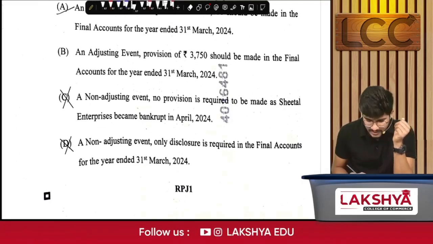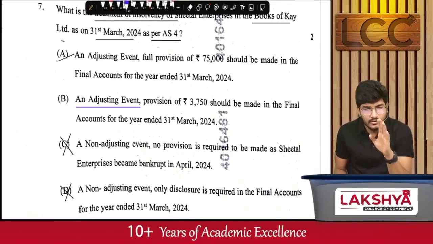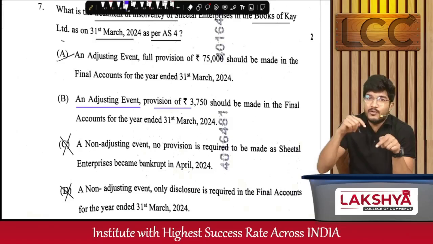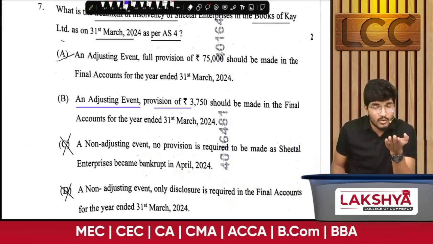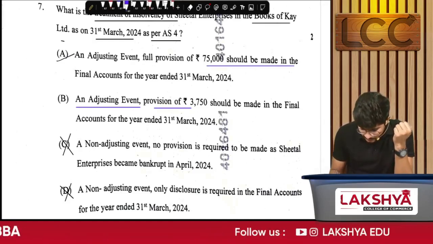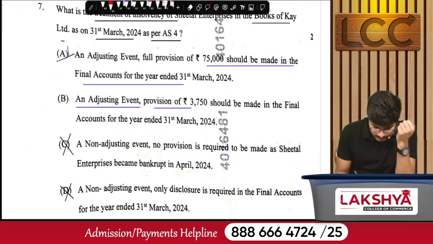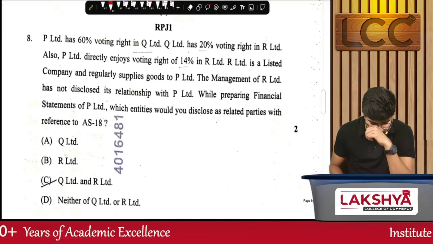So option C and option D got cancelled. And once you observe option B, adjusting, no doubt adjusting event. If it is an adjusting event, we should make the entire provision, right? So the balance due is 75,000. We should make a total of 75,000 as a provision. So 75,000 should be made in the final accounts. So option A is correct. Option A is correct. Done. Okay. Next.